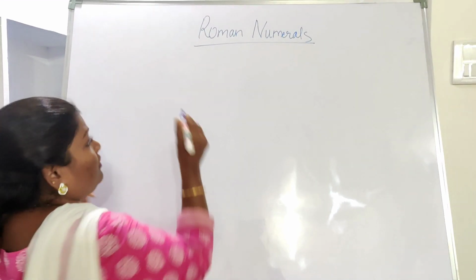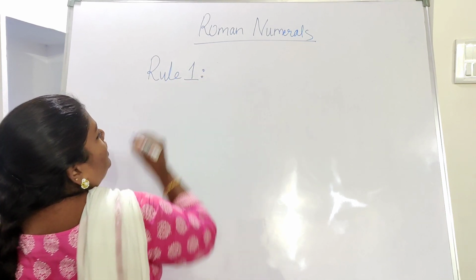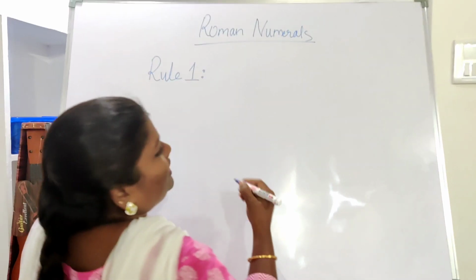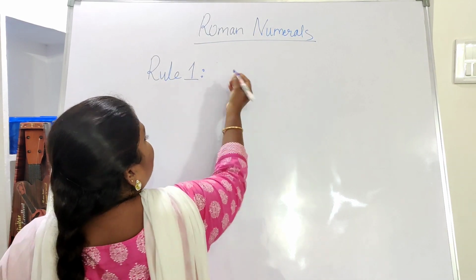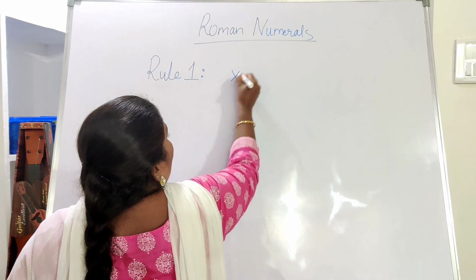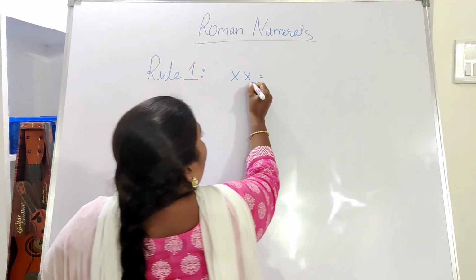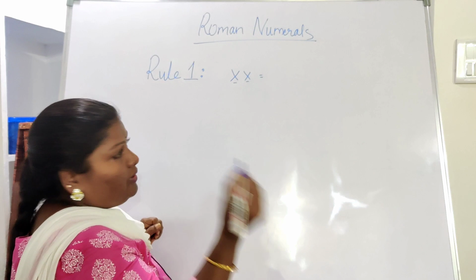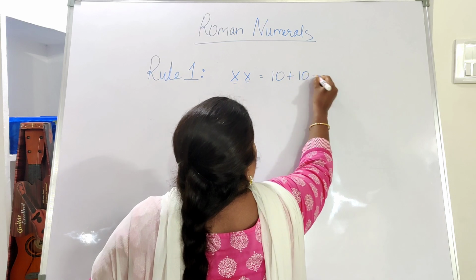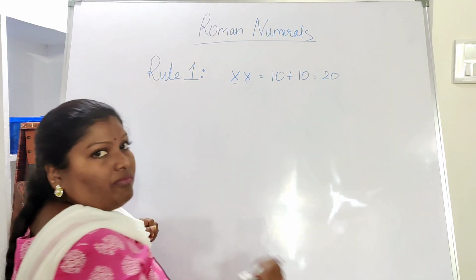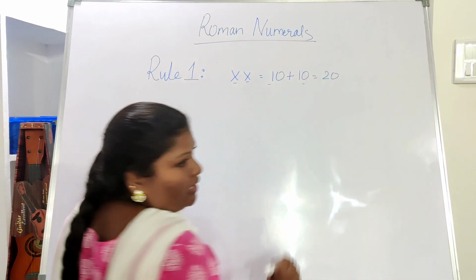So let me start with rule number 1. Rule 1: any numeral, if it repeats, it means that the value is added. For example, X. We know that the value of X is 10. So if we are repeating it, it means you have to add its value. That is 10 plus 10, that is 20. I repeat once again, if any symbol is repeated, you need to add its value and write it down.